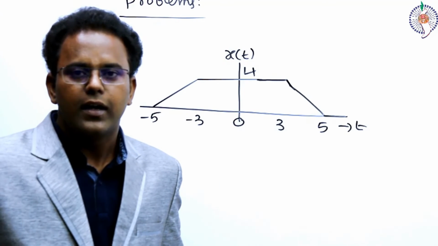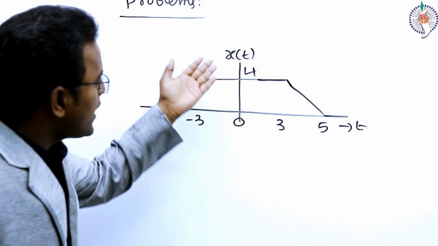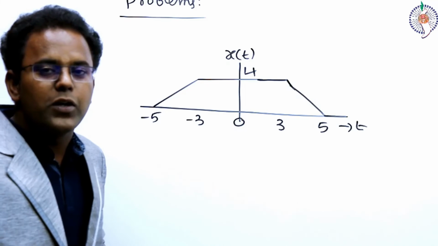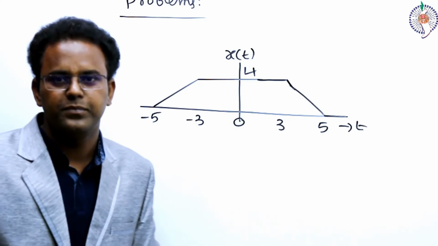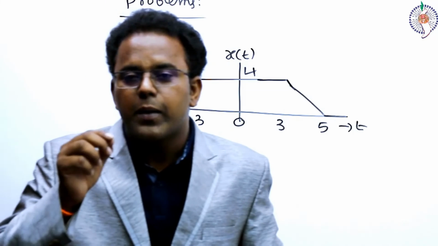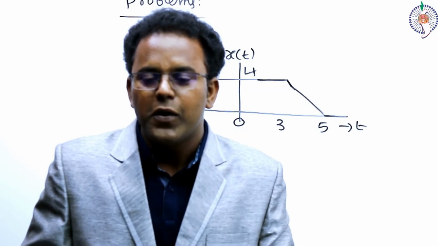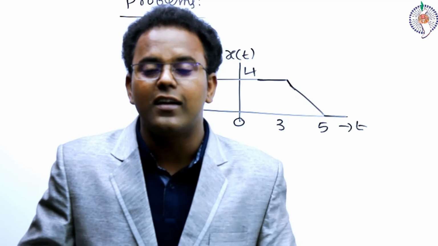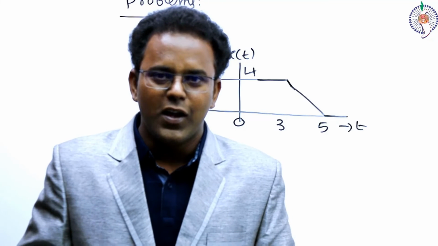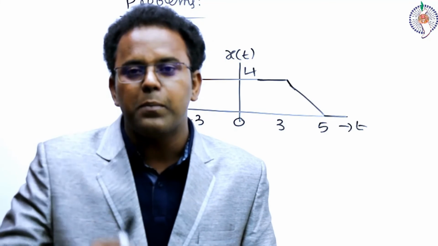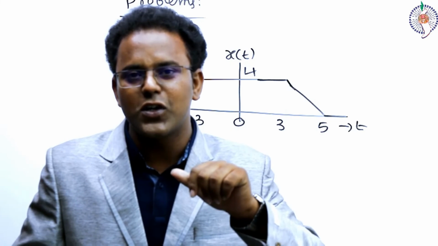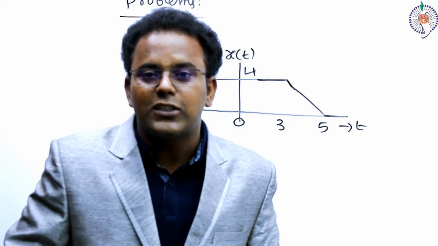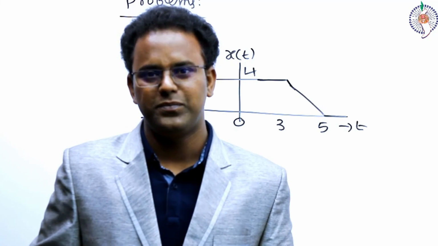See one problem on the ramp signal. Suppose I have an x of t like this. I want to represent the signal by using ramp signals. Previously, we represented signals with the step signal. How? We wrote the step signal wherever there was a sudden change in amplitude. Now, when it comes to the ramp signal, the reference is slope. So you have to write the ramp signal wherever there is a sudden change in slope.